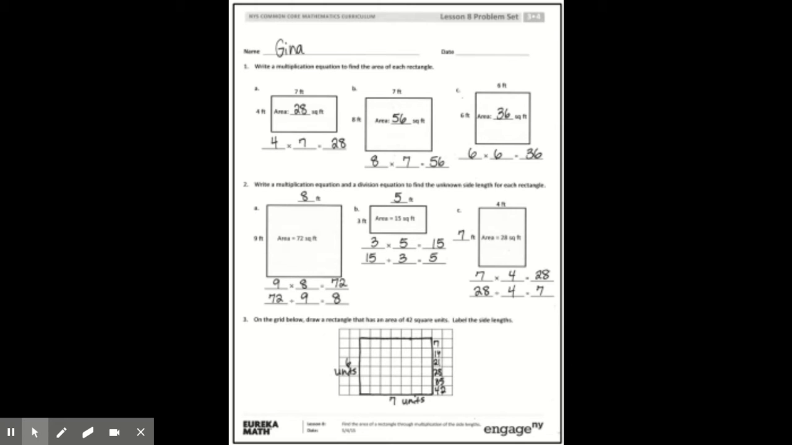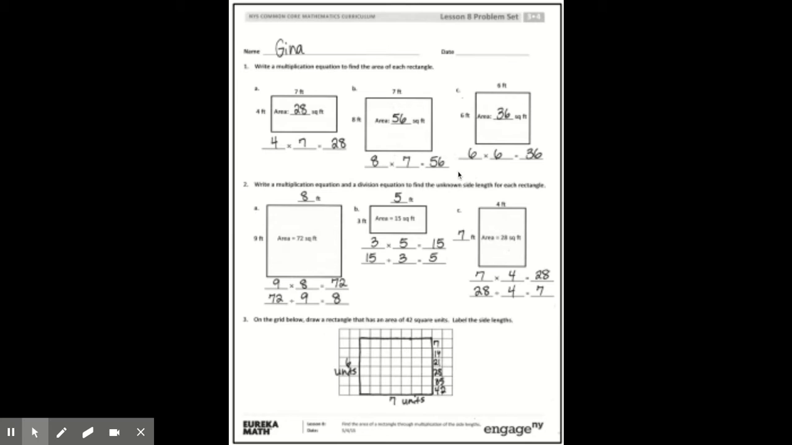So if we look at number 1, it says write a multiplication equation to find the area of each rectangle. So our side lengths are already given, 4 feet and 7 feet. So 4 times 7 is 28 square feet. On part B, 8 feet and 7 feet. 8 feet times 7 feet would be 56 square feet.